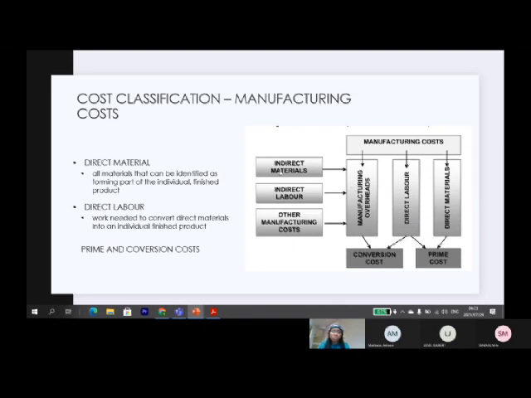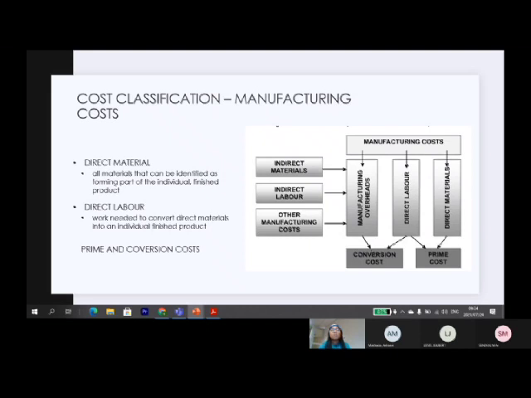So they fall, and no, not marketing, sorry, that's not manufacturing, my bad. But other manufacturing costs would fall under manufacturing overheads. All right. So there's also another concept of saying that when you add your manufacturing overheads and your labor, that gives you your conversion cost.